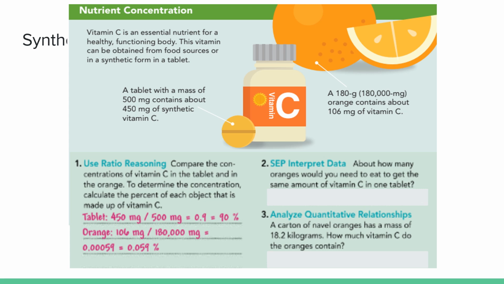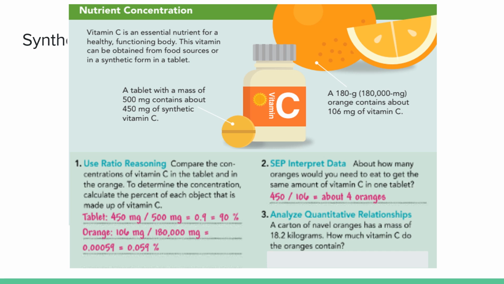So a tablet is 450 milligrams per 500 milligrams, which equals 0.9, which is 90%. An orange is 106 milligrams over 180,000 milligrams, which is 0.00059, which is 0.059%. So about how many oranges would you need to eat to get the same amount of vitamin C in one tablet? 450 divided by 106. So we have the amount of vitamin C in the tablet divided by the amount of vitamin C in the orange, and that is equal to about 4 oranges.